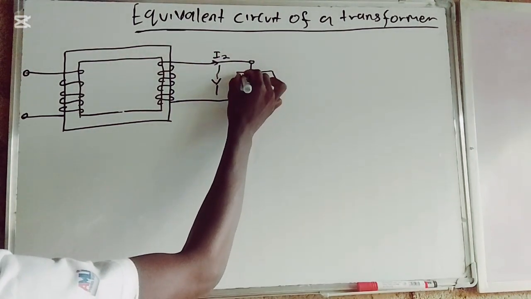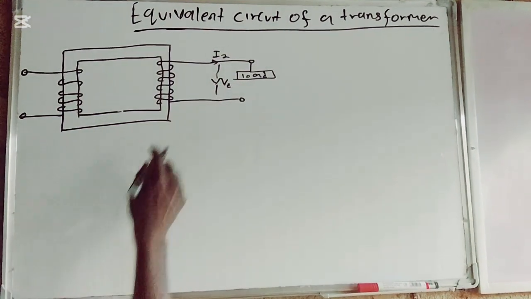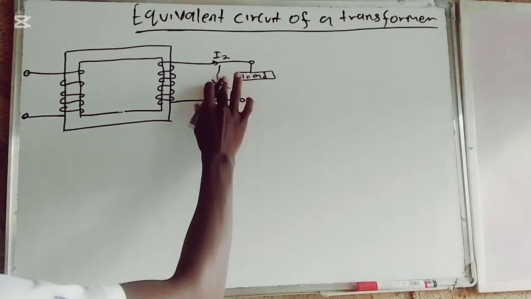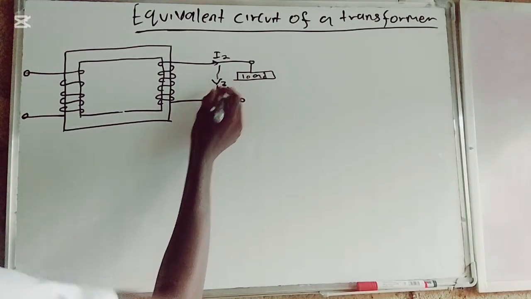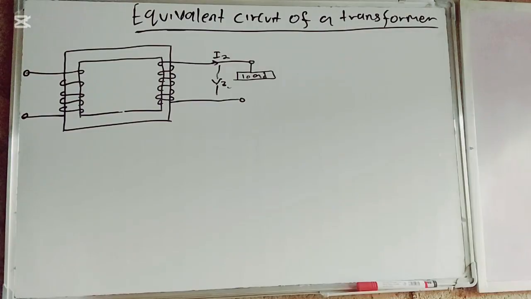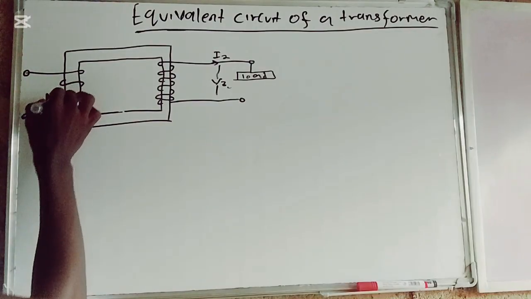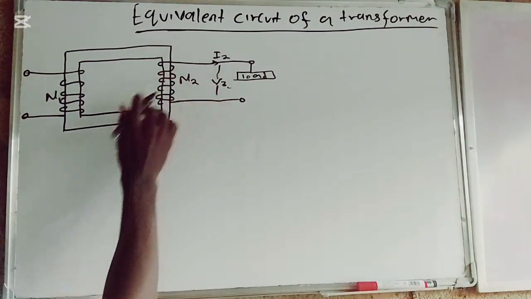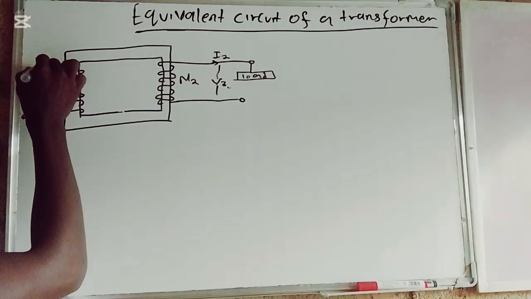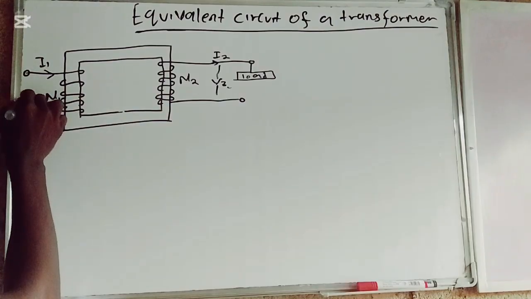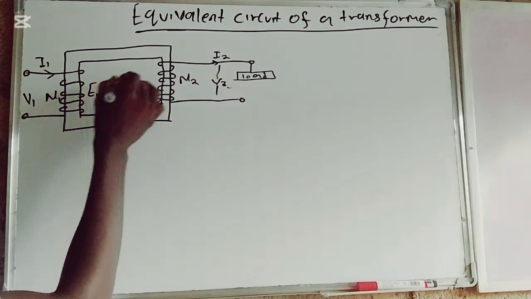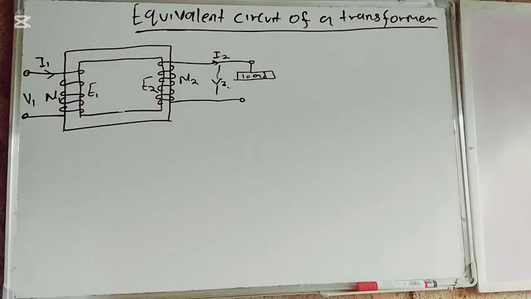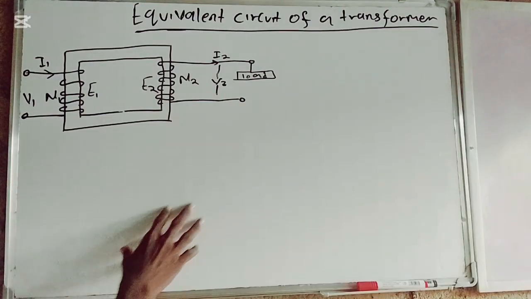And we have a load here. We have the V2. And this is the number of turns, the primary number of turns, and here is the secondary number of turns. And here is also the I1, and here's the V1. Here are the induced EMFs for primary and secondary. So above is the diagram illustrating an equivalent transformer.